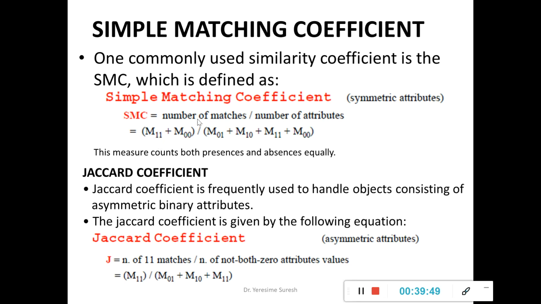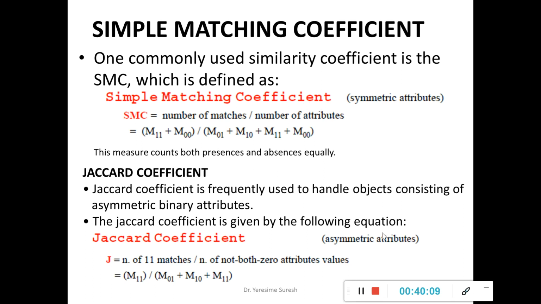So the simple matching coefficient is for symmetric attributes, that means distance between x comma y or distance between y comma x is equal. For such type of attributes, the SMC gives equal importance for presence or absence of a given binary attribute.